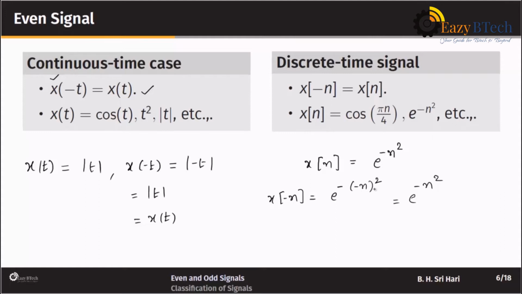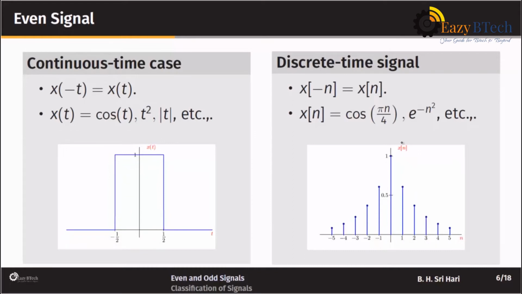Minus n whole square is nothing but n square, so e power minus n square is nothing but our original signal x of n, and hence what have we proved? We have proved that x of minus n equal to x of n for the signal e power minus n square, and hence the given signal is an even signal. In that way, we can have infinite number of examples, and this is the way we check whether a given signal is even or not.